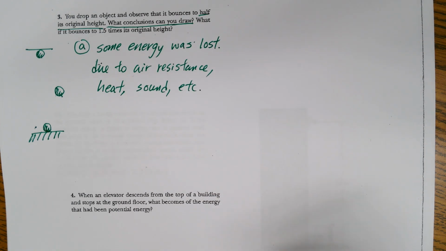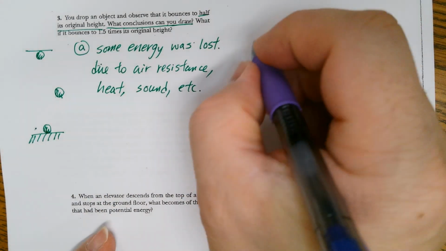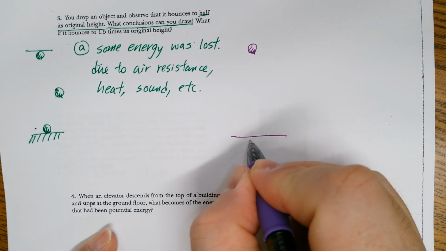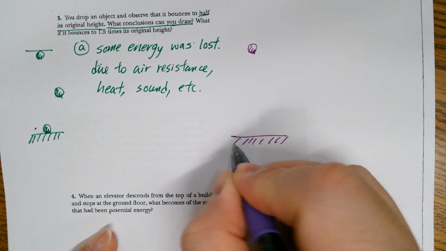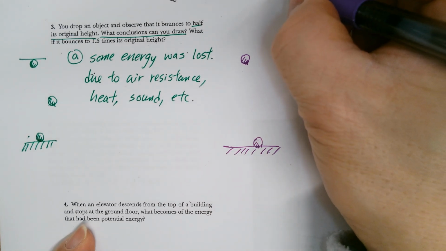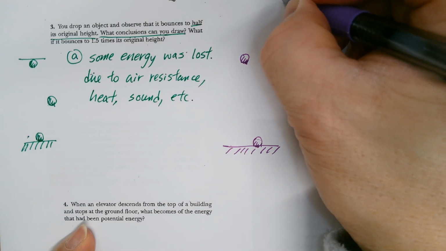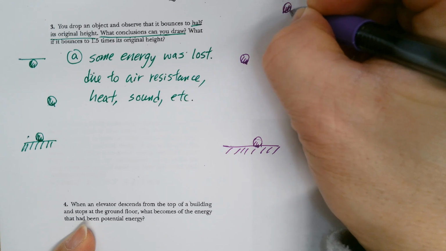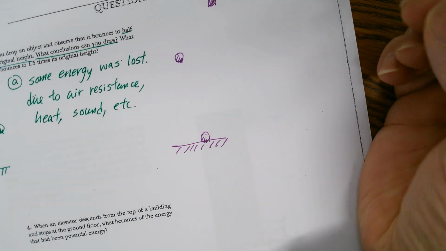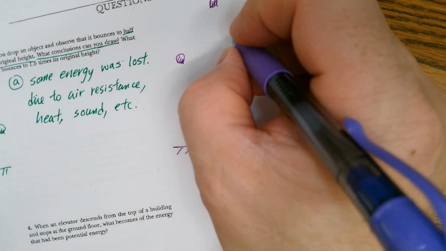All right. What about part B? Okay, it is dropped here, right? And then it hits the ground, and then it bounces way up here, right? So it gained energy, basically.